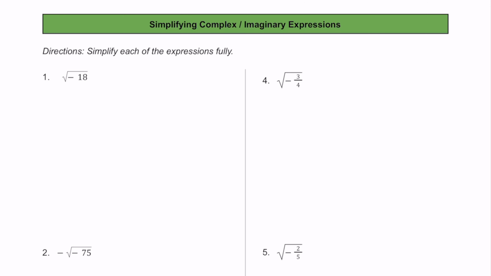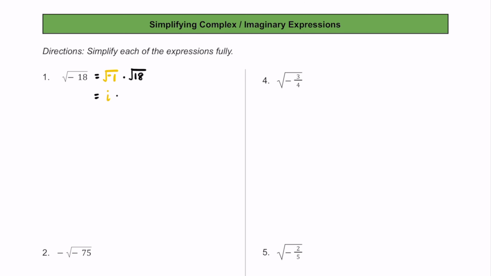Let's practice simplifying complex, aka imaginary, expressions together. For number 1, we have the square root of negative 18. Now, if you ever have a negative value inside the radical, I recommend just separating this into the square root of negative 1 times the square root of a regular 18, or a positive 18. Now the square root of negative 1 is equal to i, so that's what we're going to write over here.